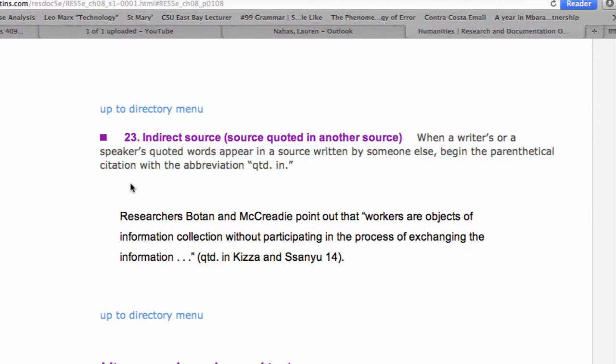Okay, so down here they have a quote from Botan and Macready, but that originally appeared in Kiza and Sanyu. Okay, so they use the quoted in and the page number, the period's out here. Okay, the quote ends with the ellipsis, quoted in, period out here. Okay, so let's go back to our example and make some changes.